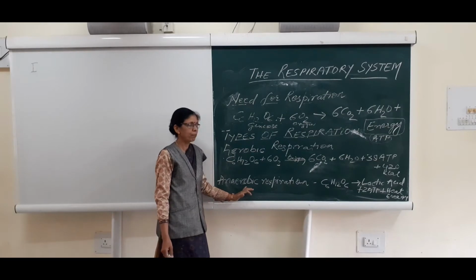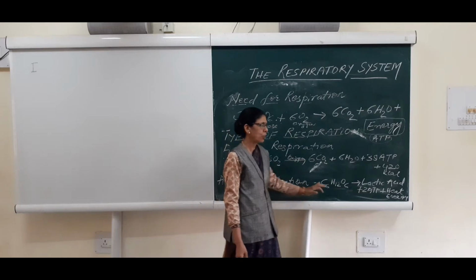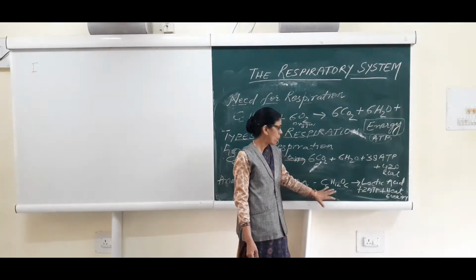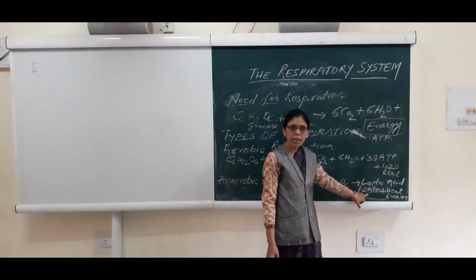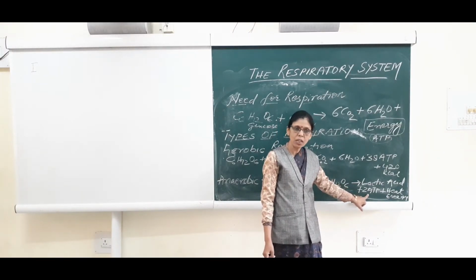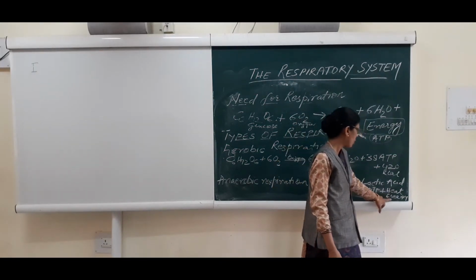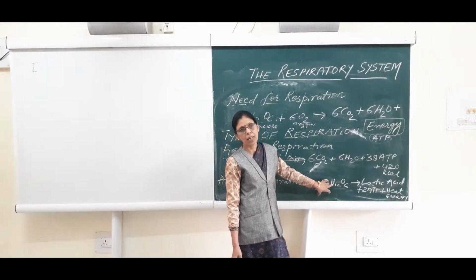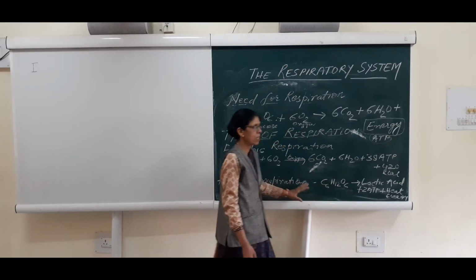Anaerobic respiration is the respiration which takes place in absence of oxygen. The best example is fermentation. Over here, the end product that we get is lactic acid. Only 2 molecules of ATP are released here. Energy liberated is very less, and heat is released as a form of energy. This type of respiration can also be seen in our muscles. These are the 2 types of respiration.